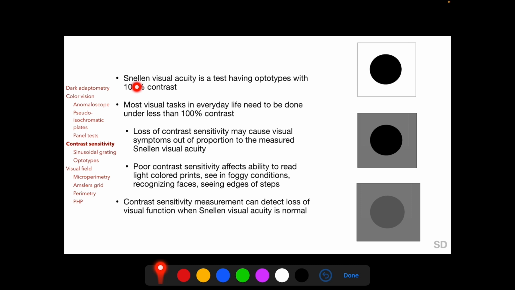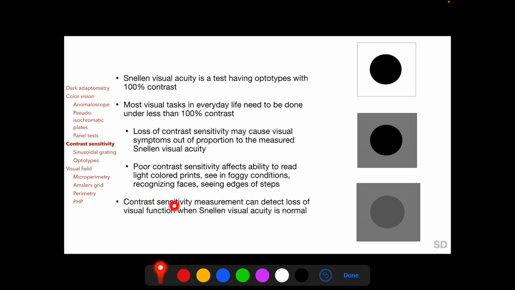Snellen visual acuity is a test having optotypes with 100% contrast, as represented by this object. But most visual tasks in everyday life need to be done under less than 100% contrast. Loss of contrast sensitivity may cause visual symptoms out of proportion to the measured Snellen visual acuity. Activities which are particularly affected by poor contrast sensitivity include reading light-colored prints, seeing in foggy conditions, and recognizing faces.